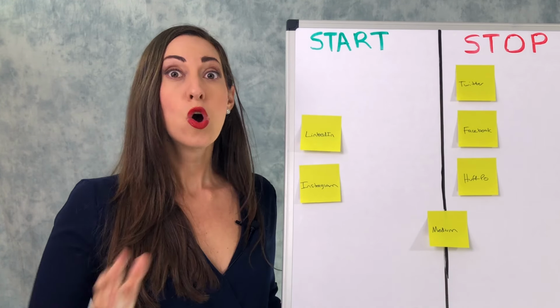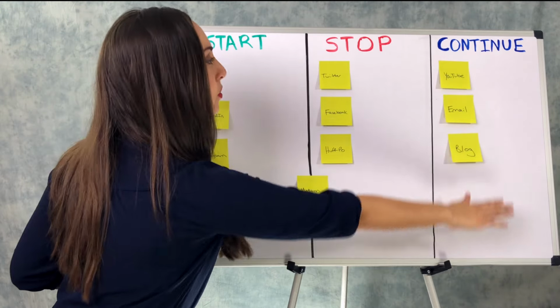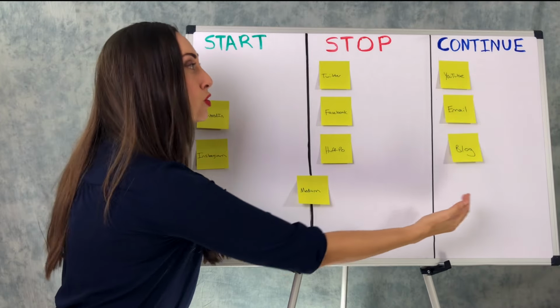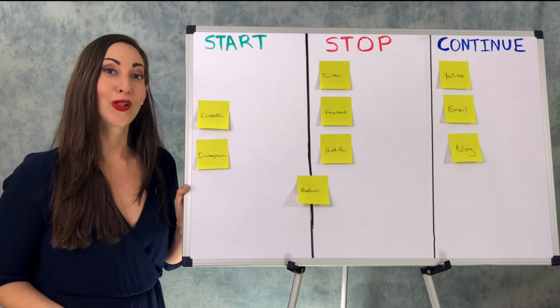You'd be overwhelmed. Or let's say that you have everything in the Continue column. You're not trying anything new and you're not stopping anything. That would mean you'd have to force yourself to at least try to pull things over into other columns.